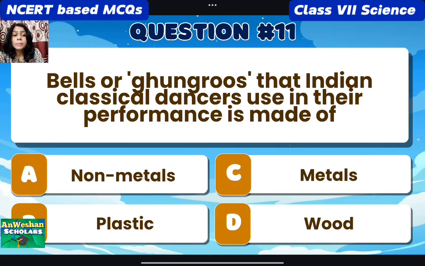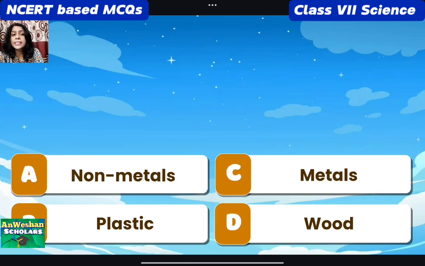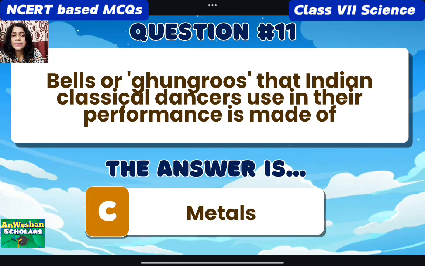Well, non-metals, plastic and wood are out of question because we want ghungroos to be sonorous, right? We want the ringing sound when it is struck against the surface because that is what ghungroos are meant for. So our option C, metals, is definitely the answer, right?